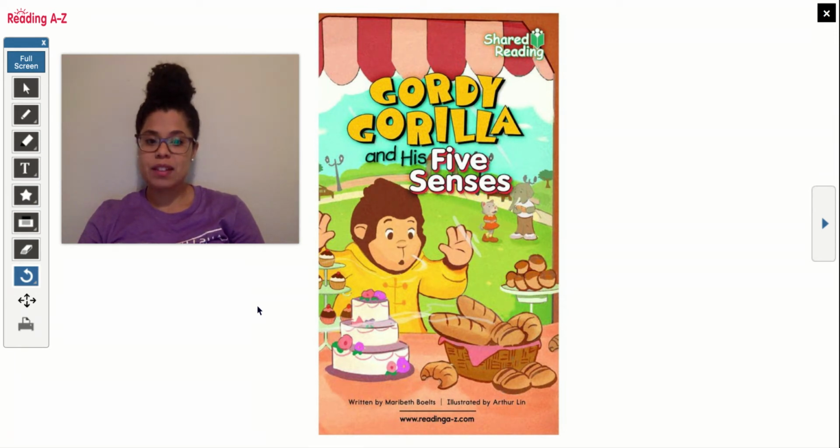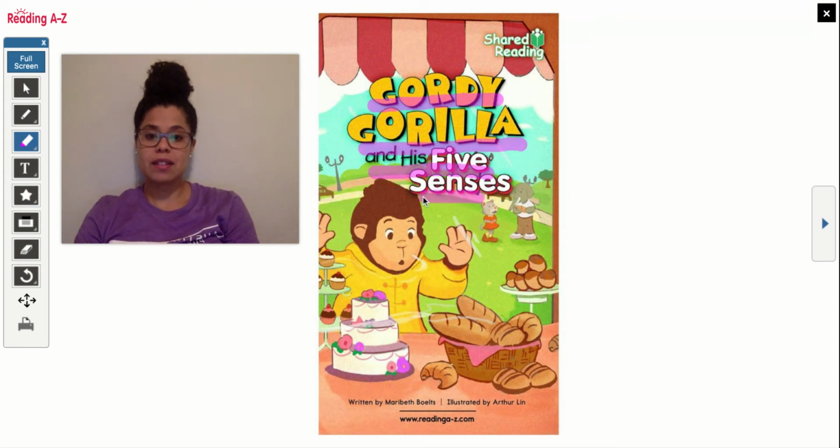Today, before we get started, let's review some important things that we always look for when we're reading a story. The first thing we want to look for is the title. As quickly as you can, point to the title on your page or on the computer or in your own book. Ready, set, go. That's right, readers. The title is right here. Let's read it together. Gordy Gorilla and His 5 Senses. Now let's go back and put it all together to make our voice sound like a reader. Gordy Gorilla and His 5 Senses.